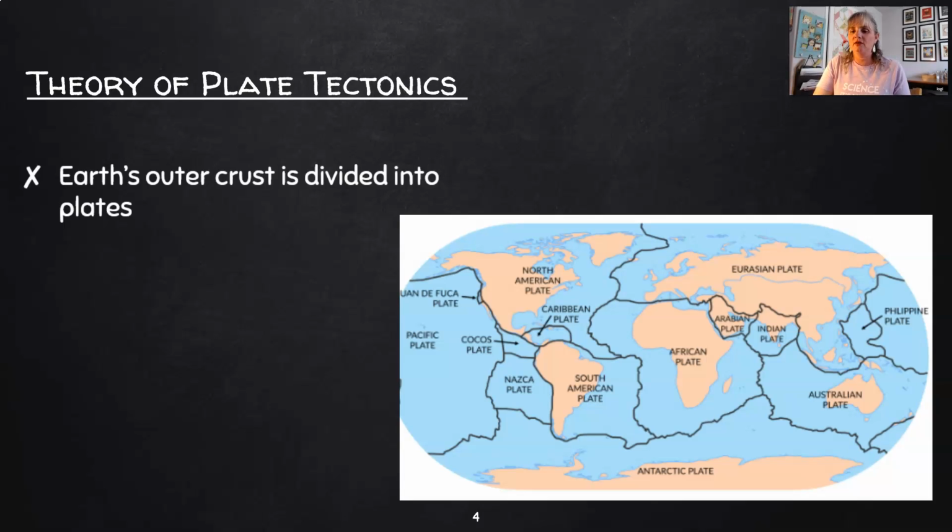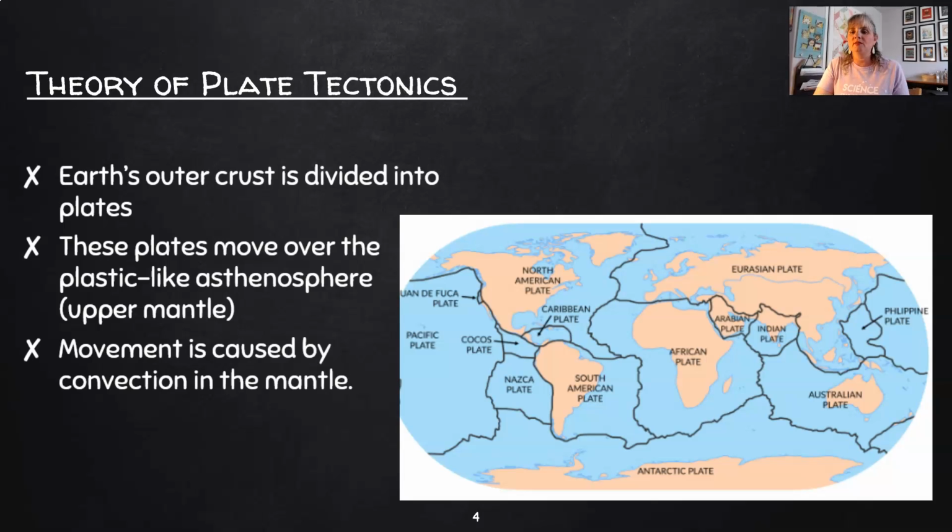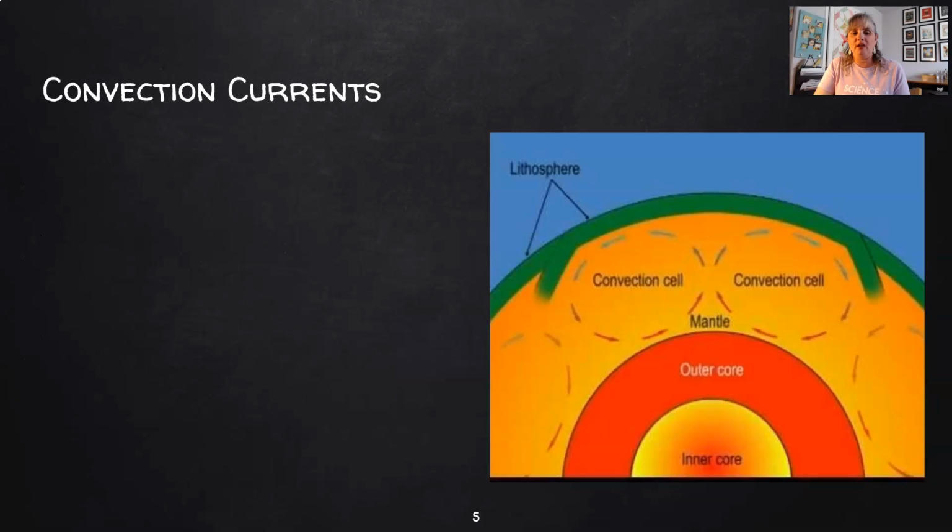The theory is that the crust is divided into plates, and that those plates move over the asthenosphere. Remember that asthenosphere is like a putty-like, plastic-like upper part of the mantle, and so it can move a little bit. So those plates are moving because of convection in the mantle, which we've talked about, we're going to keep talking about. So convection is moving that asthenosphere.